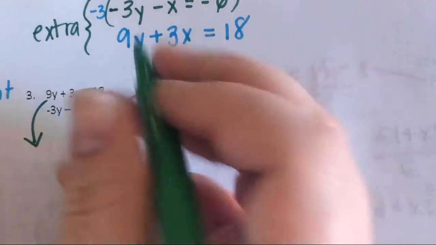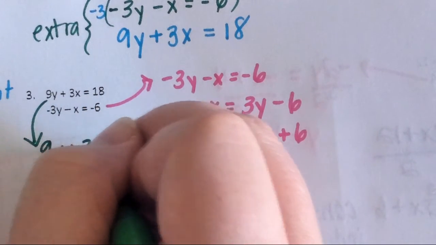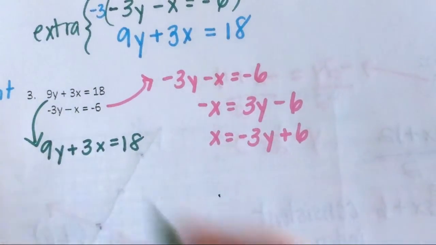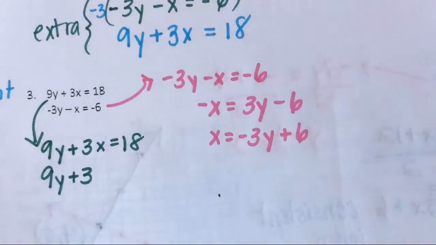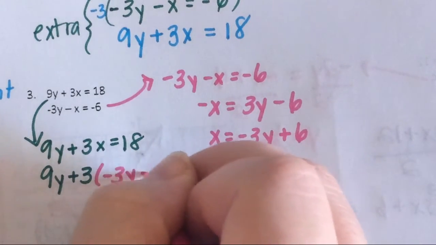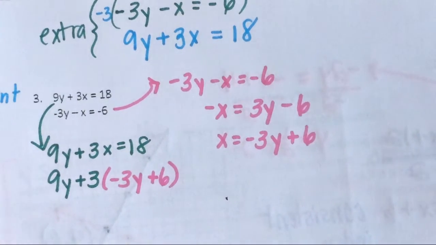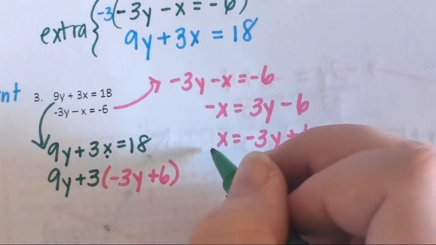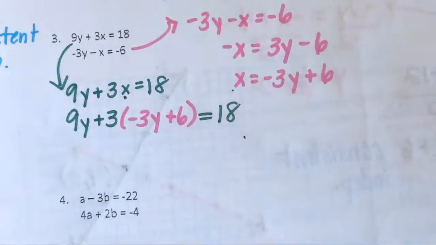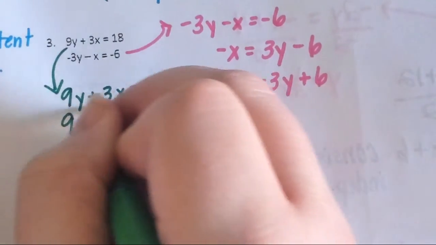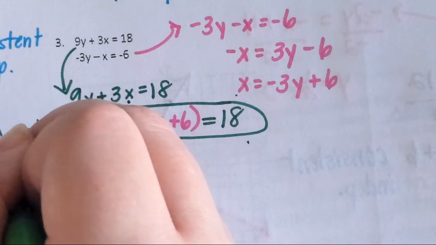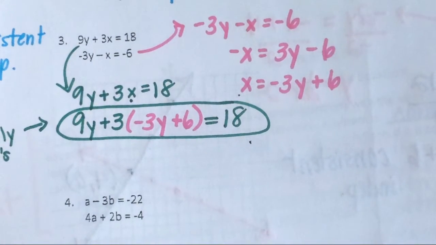Okay, well then my top line used to be 9y plus 3x equals 18. But you and I just found out x is actually equal to this. So I'm going to substitute in negative 3y plus 6 for x. So everywhere I used to have x, I now have this, because x is equal to that. And that equals 18. And again, I'm happy at this step, and I know I'm on the right track, because our equation only has y's. So you know you're on the right track if you seriously are dealing with only one variable.